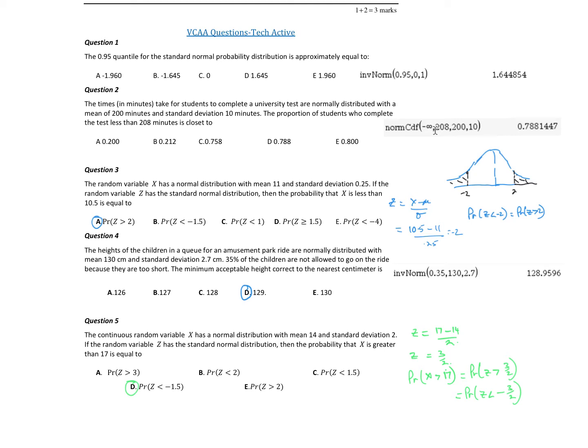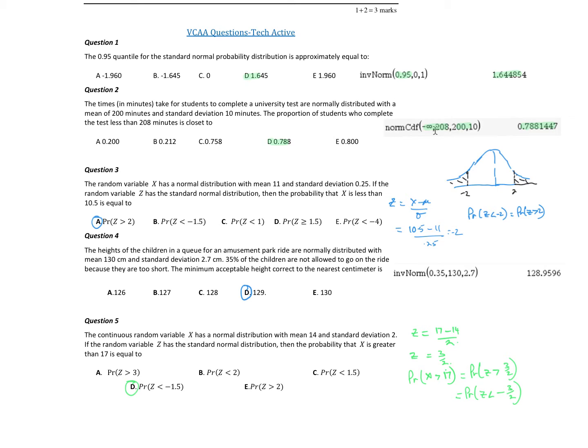Okay, so the 95th quantile for a standard normal probability distribution: we want to know where 95% of the area is underneath, so really that's just our inverse normal. Inverse norm 0.95 for a 0, 1, which is our standard normal, and 1.644 is the Z value. So what's that, D? Similarly, with the given attributes of a 210 normal distribution, those who complete the test in less than 208 minutes, from negative infinity to 208 for a 210, is 0.788, so D.